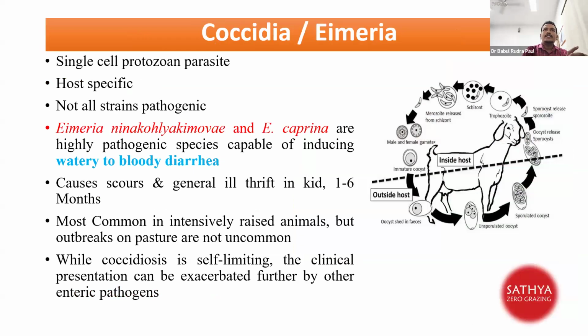Next one, very important at farm level, is coccidiosis. Coccidiosis is a protozoal parasite. These two coccidia are mainly important for the goat industry because they are highly pathogenic parasites, also known as self-limiting parasites, but the clinical presentation is exaggerated by other intestinal parasites. And in goats, coccidiosis is mainly common in the small age group, in kids.